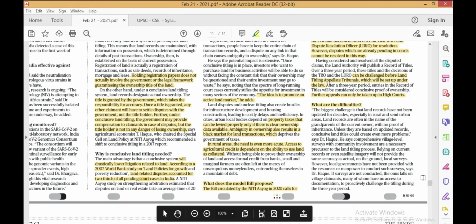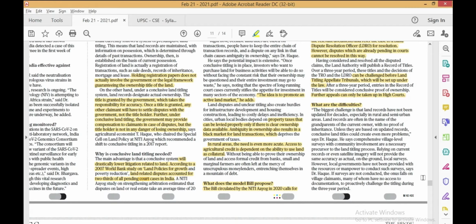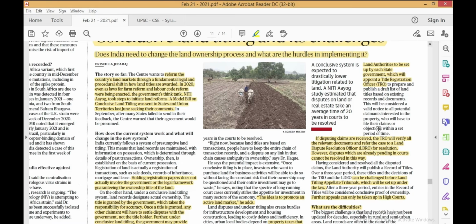The next thing is, what does the model bill propose? Okay, the bill circulated by Niti Aayog in 2020 calls for land authorities to be set up by each state. Okay, so what will happen in this? Land authorities to be set up by each state. See the cursor, which will appoint a title registration officer. Okay, title registration officer, that is shortly your TRO, to prepare and publish a draft list of land titles based on existing records and documents.